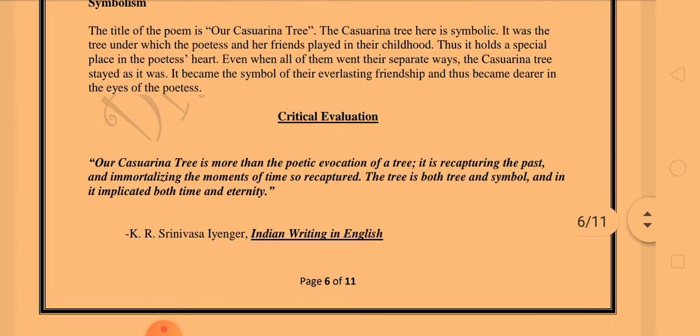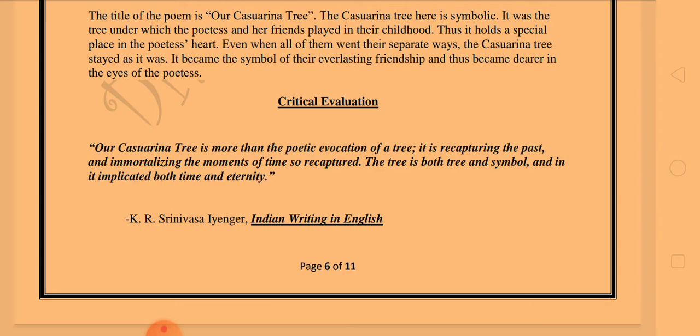Now, the critical evaluation of Our Casuarina Tree. So, let us begin with a quotation from K.R. Srinivasan Iyengar, who writes in Indian Writing in English, commenting on the poem, that Our Casuarina Tree is more than the poetic evocation of a tree. It is recapturing the past and immortalizing the moment of time so recaptured. The tree is both tree and symbol, and it implicates both time and eternity. Okay, this is what K.R. Srinivasan Iyengar writes about the poem Casuarina Tree.